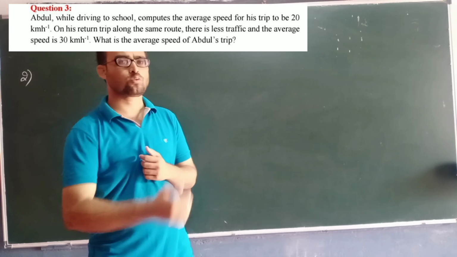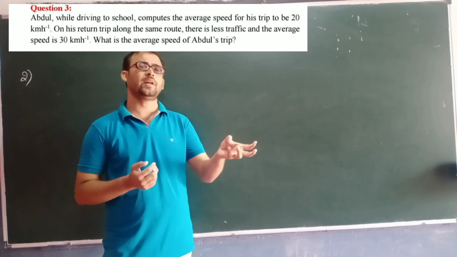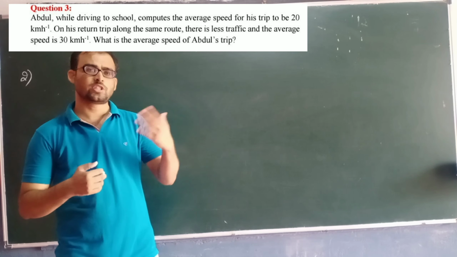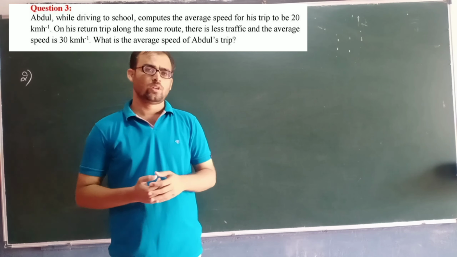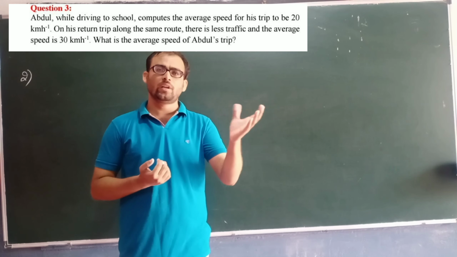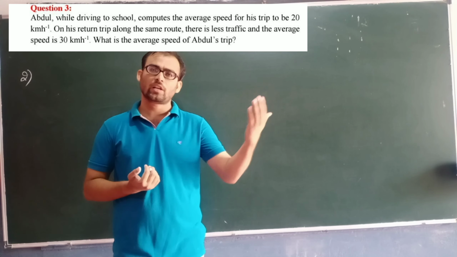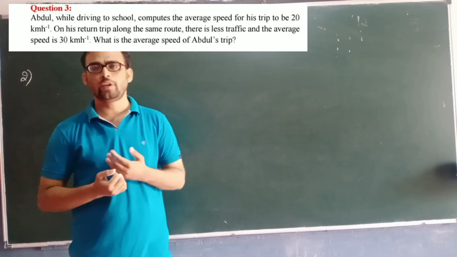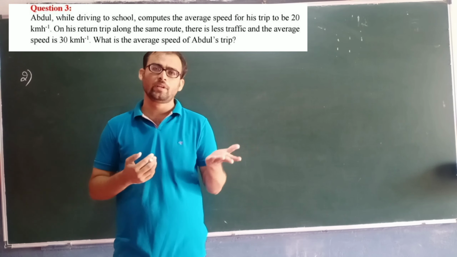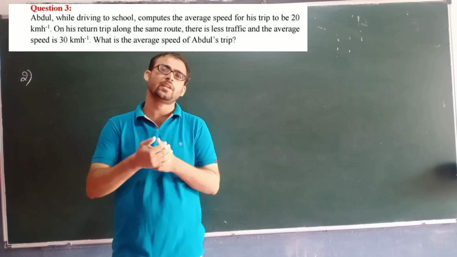So while driving to school, the average speed of Abdul's trip is 20 km per hour. While returning, he will travel on the same route. While coming, there was less traffic, so at that time his speed will be increased.